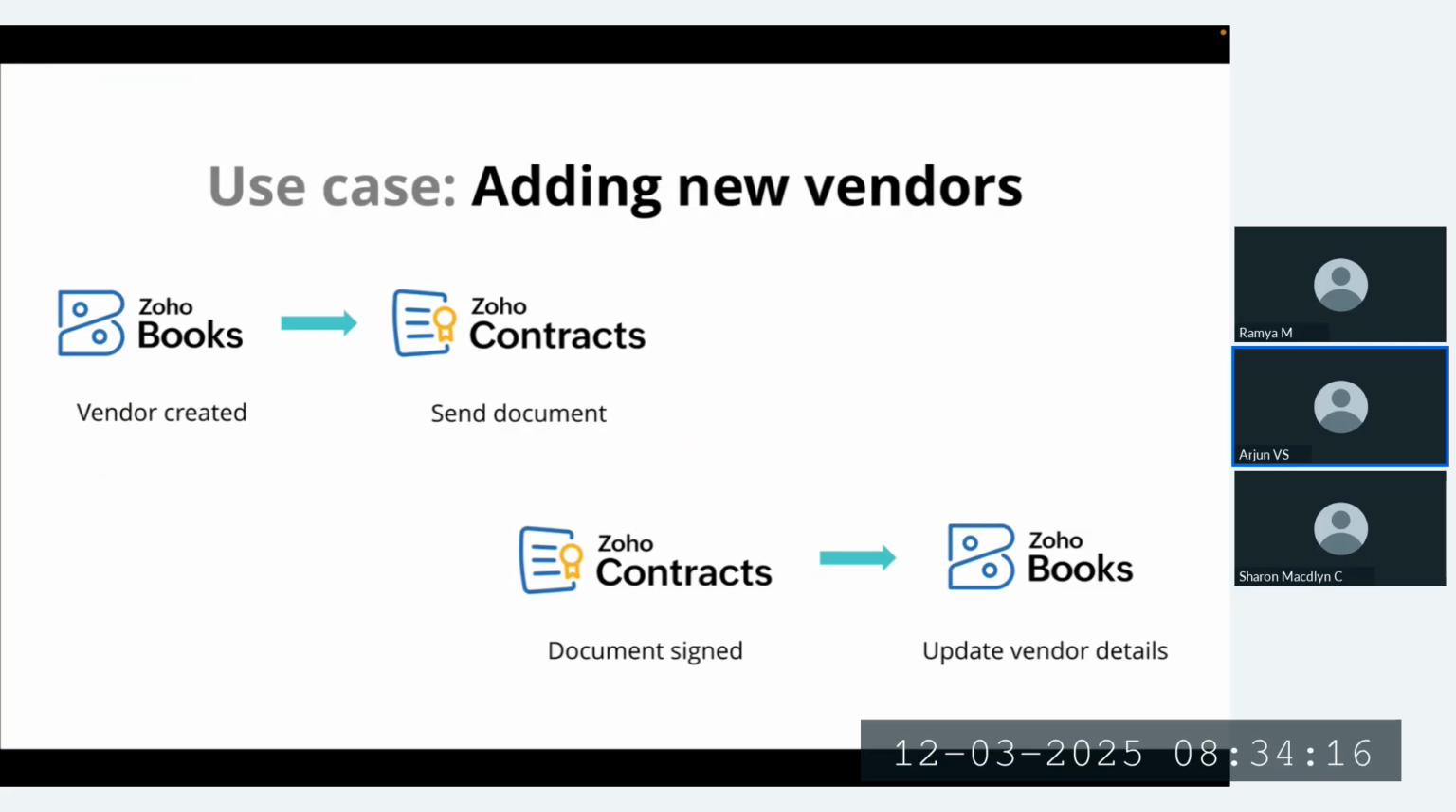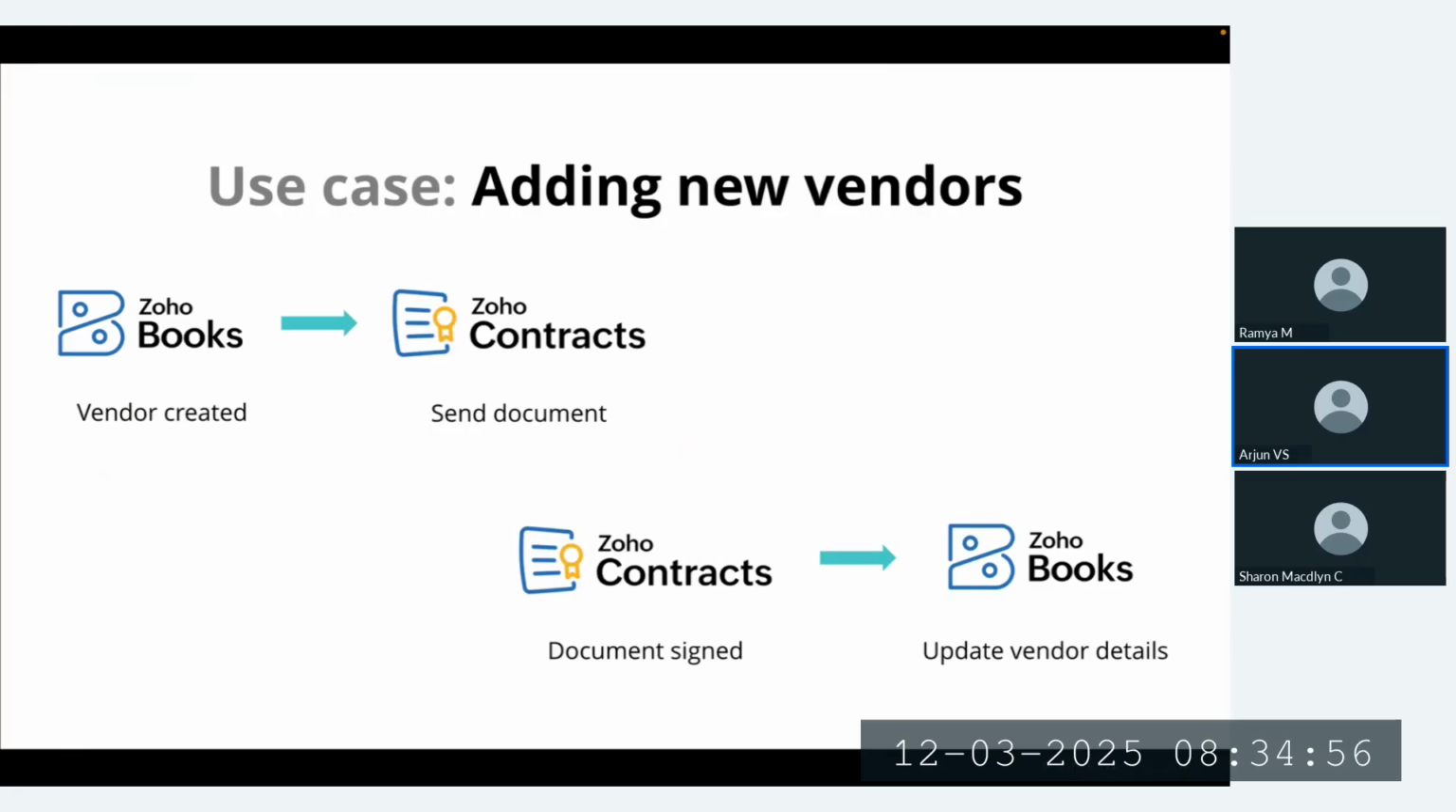So in this one, how we should start is that when you create a new vendor in Zoho Books, you need to send a contract from Zoho Contracts and get it signed, right? So sending it is the first step. So that becomes our first workflow. And once the document is signed, you need to update the vendor details in Zoho Books. So here, what we need to do is that in the first one, you need to create a document, a template in Zoho Contracts, and use that template in the action here.